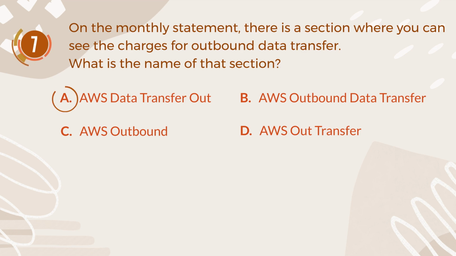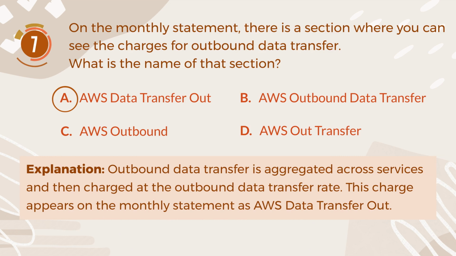The correct answer is A. AWS Data Transfer Out. Explanation. Outbound data transfer is aggregated across services and then charged at the outbound data transfer rate. This charge appears on the monthly statement as AWS Data Transfer Out.